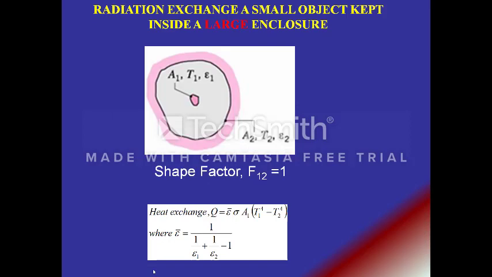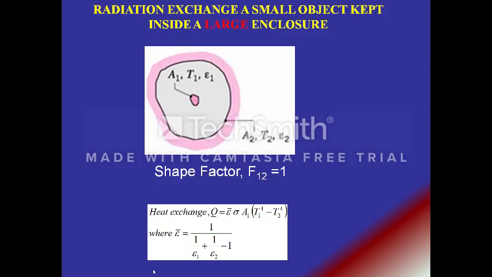The second case is radiation exchange from a very small object kept in a very large enclosure. Suppose a very big room is there and a very small hot object is kept inside. Radiation coming from the small object 1 will naturally fall on the inner surface of the enclosure. So all the energy coming from the small object is falling on the enclosure. We can say the shape factor from 1 to 2 is equal to 1. But from 2 to 1 it is not equal to 1.